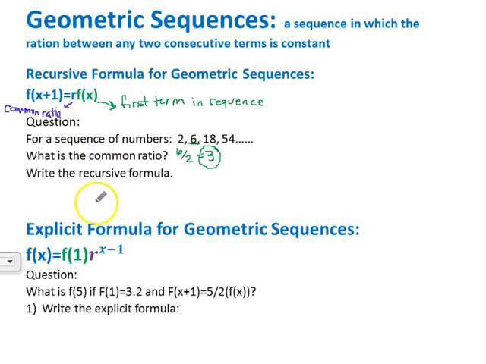So now that we know the common ratio, let's write the recursive formula. I'm going to follow this guide up here. This is the general equation for the recursive formula. So I'm going to take f of x plus 1 and set it equal to, remember R represents the common ratio, which we know is 3. f of x represents the first term in the sequence. What's my first term in the sequence? Right there, it is 2. So I'm going to write 2 times 2.